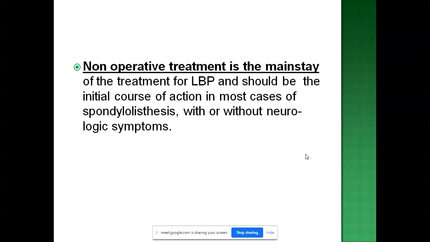Non-operative treatment is the mainstay of treatment for low back pain and should be the initial course of action in most cases of spondylolisthesis, with or without neurological symptoms. So what they are trying to tell us is, first of all, we have to give conservative treatment to the patient, whether or not the patient is having neurological symptoms. If the trial of conservative treatment fails, then only we think of surgery, because surgery always has its own advantages and disadvantages. After the surgical procedure also, many complications can develop. That is why we prefer to give conservative treatment first.